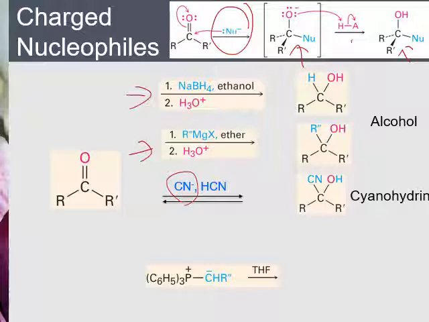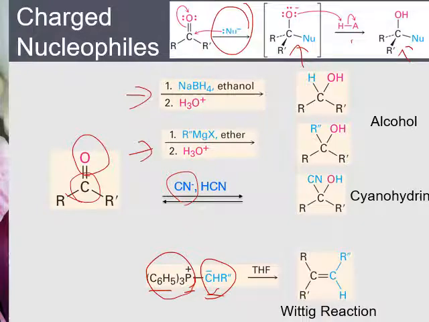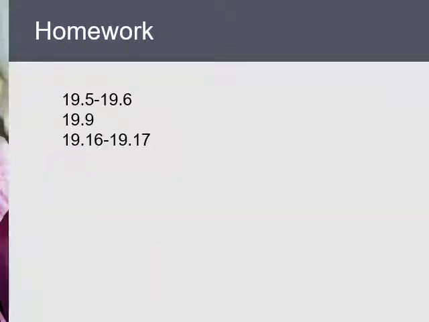In this reaction, a ketone or aldehyde reacts with triphenylphosphorus ylide, and the triphenylphosphorus combines with oxygen, and the carbanion combines with the carbonyl carbon and forms a C=C double bond. These are the homework problems.